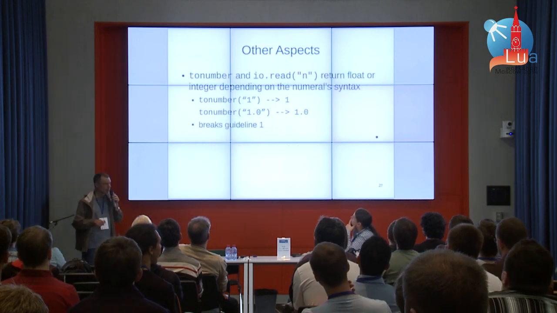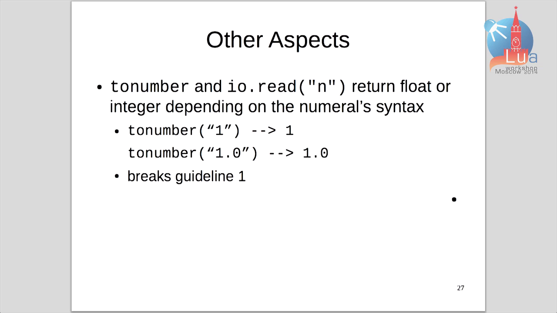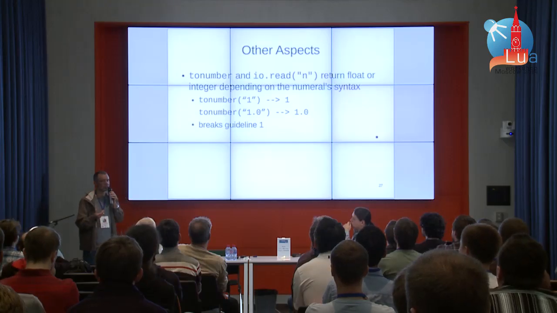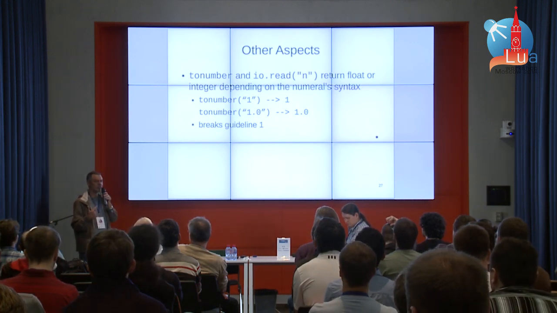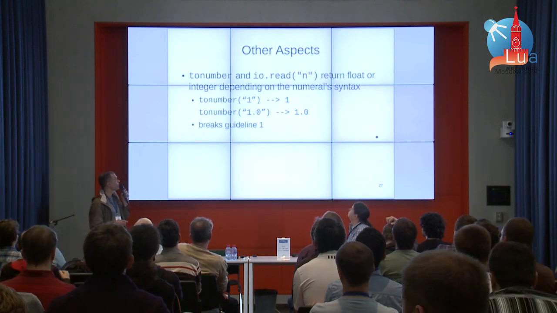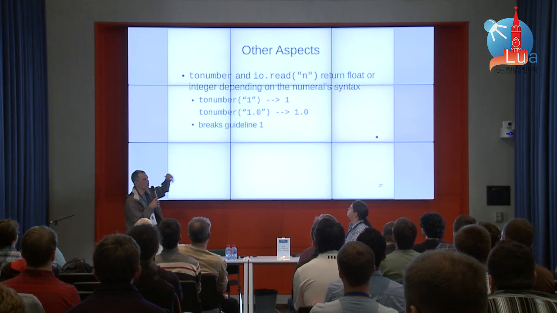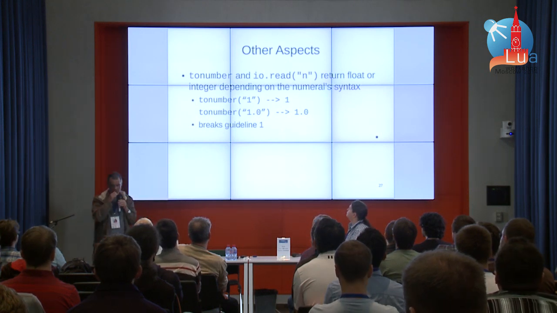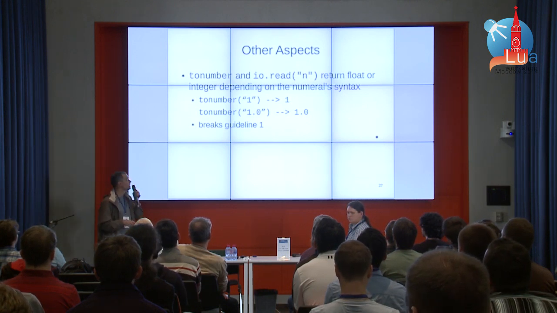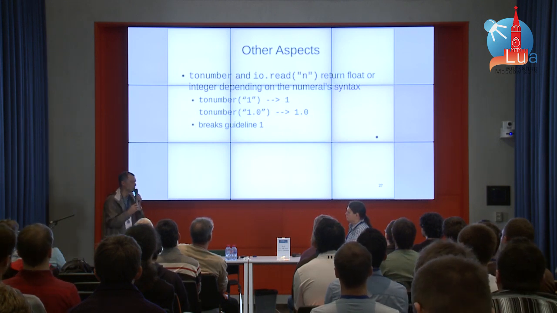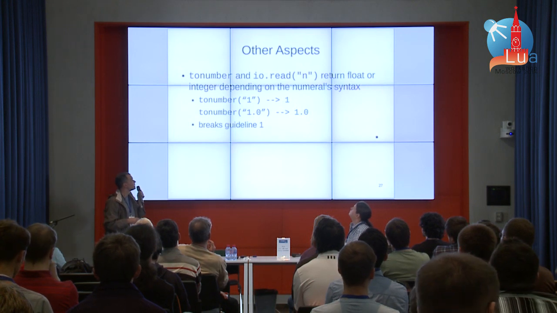Both to number and read, with an option to read a number. Now return float or integer, depending on the syntax of the numeral, following exactly the same rules as the lexer. So if the number has a decimal point or exponent, it reads as a float. Otherwise, it is read as an integer. Of course, this breaks guideline one, that all operations should return a fixed subtype depending only on the type of the argument, but in this case it seems quite reasonable to break that rule.